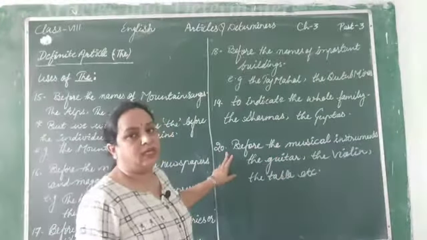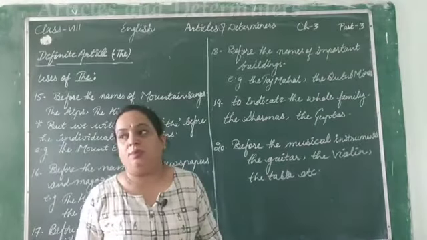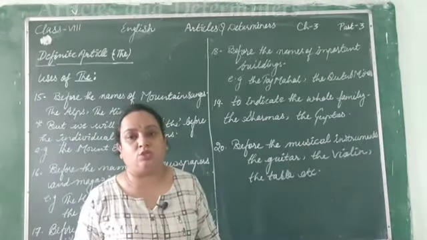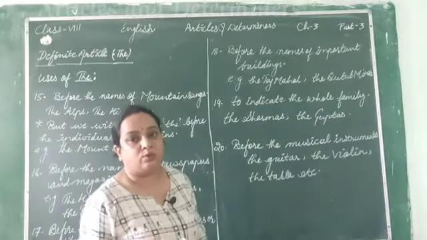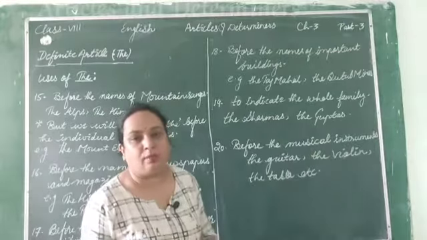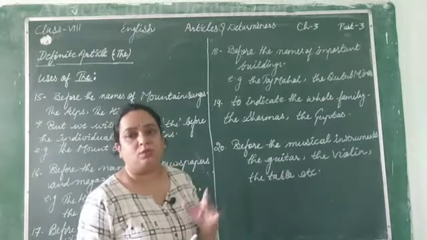Next, rule number 20, and the last one for this video, is the with the names of musical instruments. Before the names of musical instruments, we have to use the with that. The violin, the piano, the guitar, the dholak, the tabla, whatever, right? With the names of musical instruments.